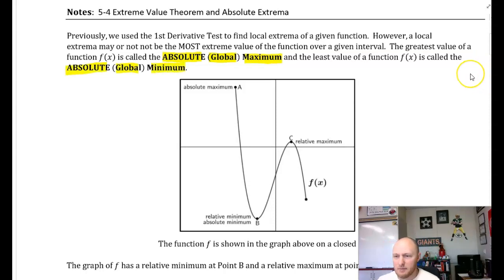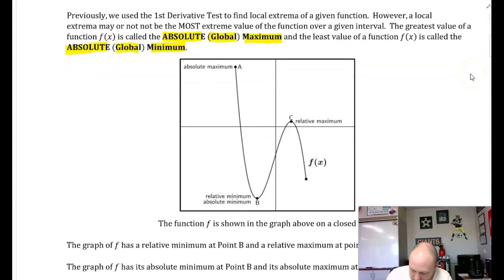And here are some visual examples of this. You can see the absolute maximum here at point A, and you can see the absolute minimum at point B. Now, B and C are also relative minimum and maximums, and it is possible to be a relative minimum as well as an absolute minimum.